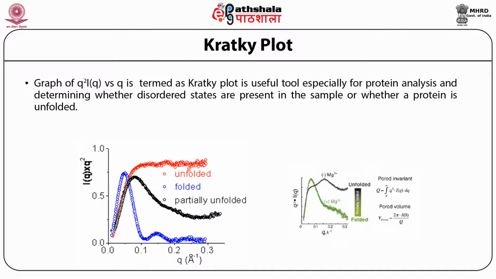It is actually a good indicator of protein folding and unfolding states, to distinguish between the protein folding and unfolding state. Globular proteins follow Porod's law and they are generally bell-shaped. The graph of the Kratky plot is shown here for reference.